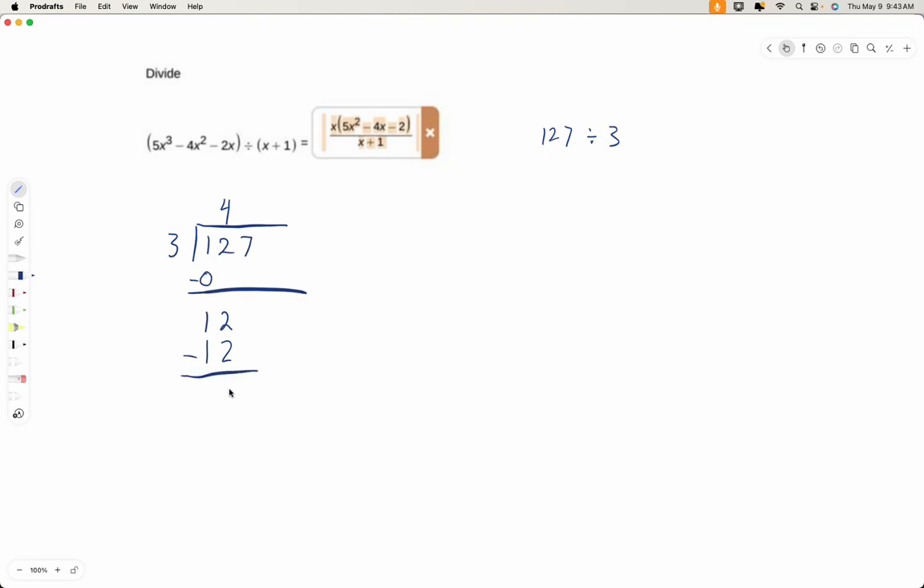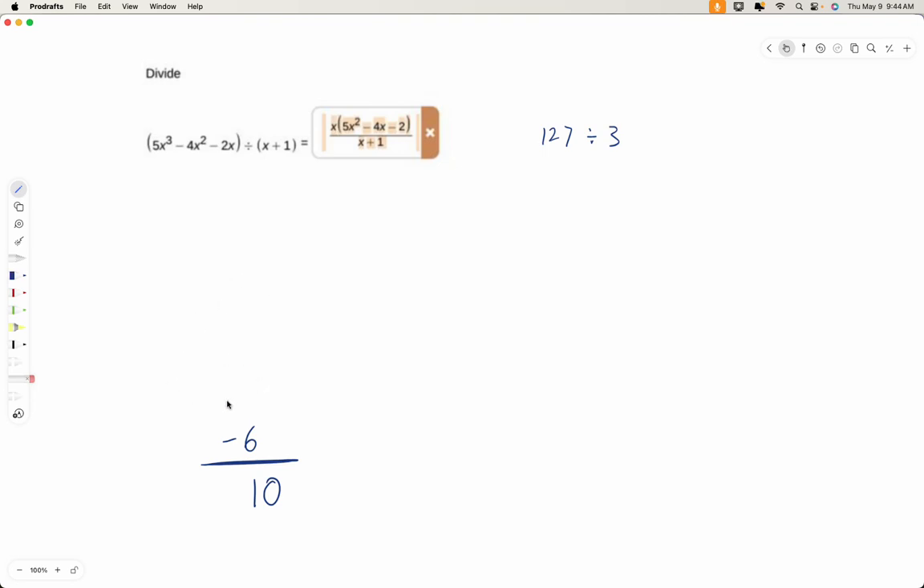Then you subtract, and then you bring down the next number. 3 into 7 is 2. 2 times 3 is 6. Then you subtract, and then you would put the decimal, and you'd bring down the next number, right? So that's what we're doing. That's what we are doing, long division with this every single time. So let me erase this. That's just to remind you of what we're doing. We're just doing long division. So we're going to set it up the same way.